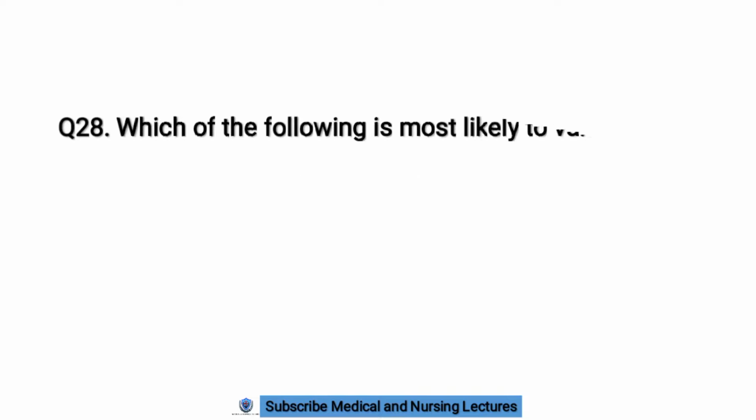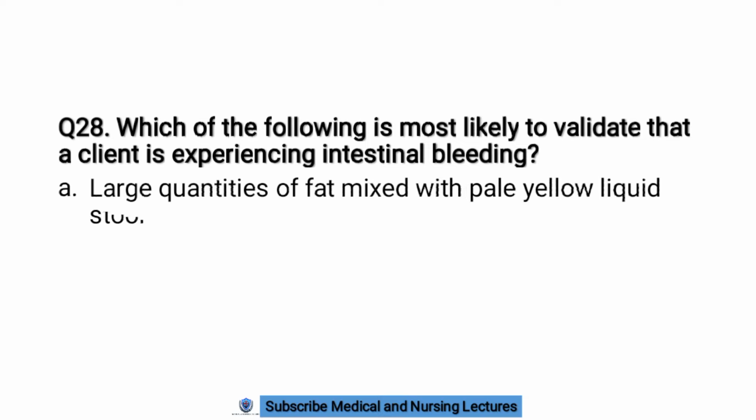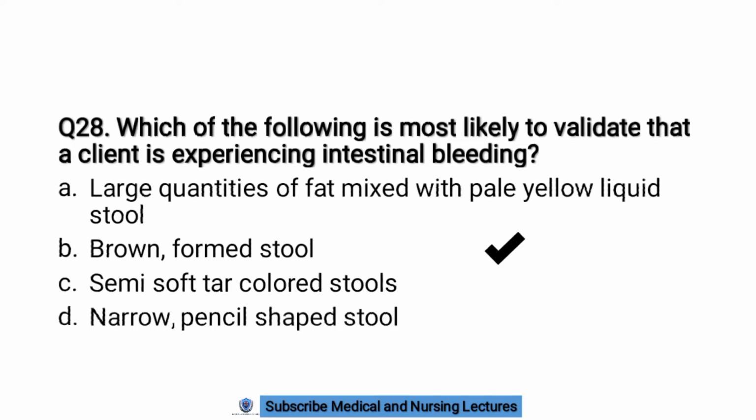Question number 28. Which of the following is most likely to validate that a client is experiencing intestinal bleeding? Large quantities of fat mixed with pale yellow liquid stool, brown firm stool, semi-soft dark colored stools, narrow pencil-shaped stool. The correct option is option C, semi-soft dark colored stool.